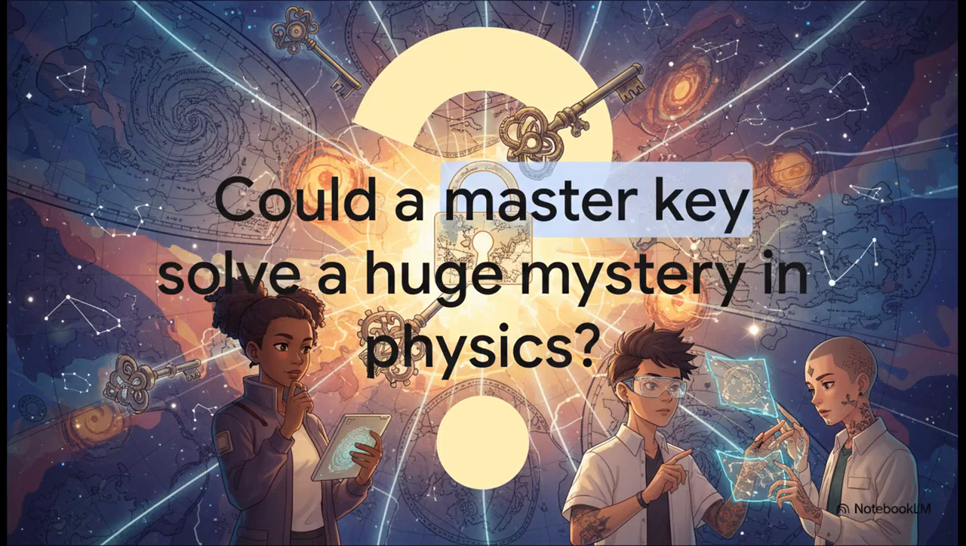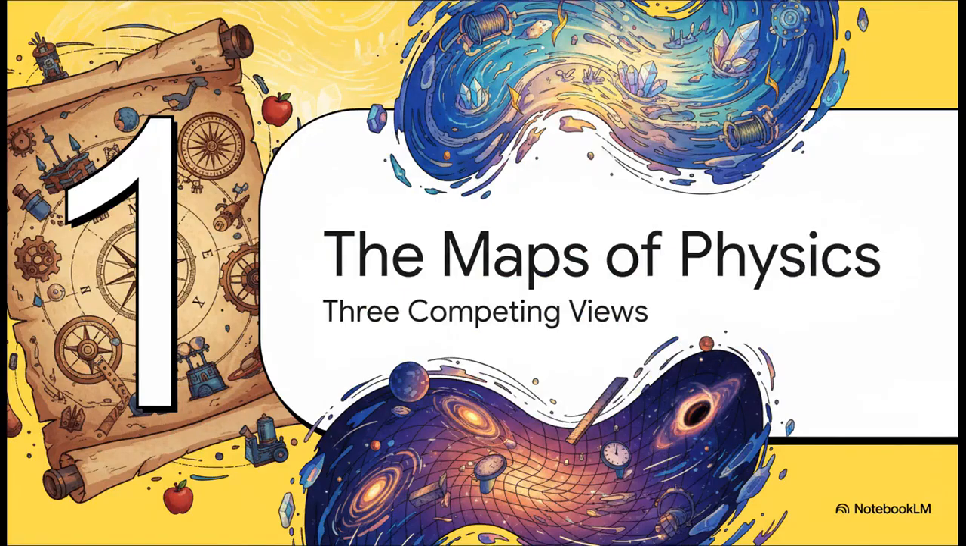So what if you had a master key, one that could unlock a mystery that has stumped physicists for over 100 years? Well, the source material we're looking at today says that key is actually a pretty simple idea. It's this. Think of every physical theory as a map. And you know how maps work, right? Each one is useful for something different, but every single one has some kind of distortion, and sometimes that distortion can be fatal.